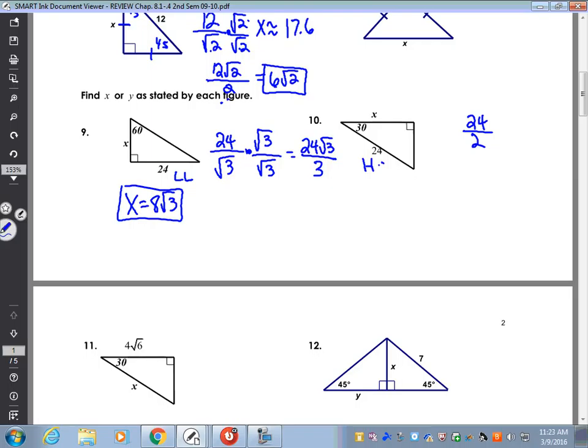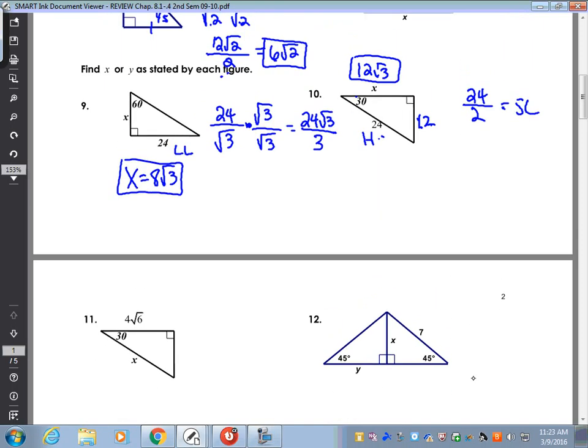Is the 2 supposed to be... This is the short leg, so this would be 12. Now I'm going from a small leg to the long. We multiply times square root of 3. So 12 square root of 3. Yeah. There's not just one rule with the 30, 60, 90. There's more than one rule.